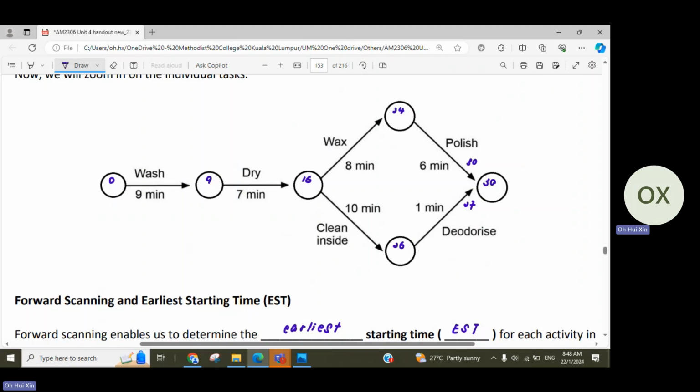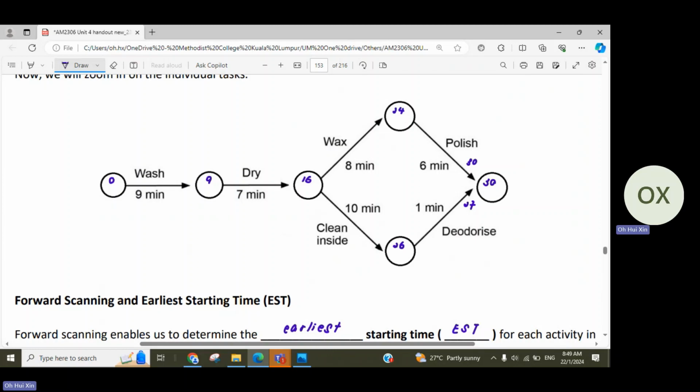Okay, so remember that when you're looking at the checkpoint, normally the question asks for earliest starting, but you also need to understand that, for example, this is drying, right? So 9 is the earliest time that you can start drying. 16 is the earliest time that you can end drying. It's also the earliest time that you can start waxing. I hope that makes sense. So for polishing, 24 is the earliest time that you can start polishing, and then 30 is the earliest time that you can end polishing.